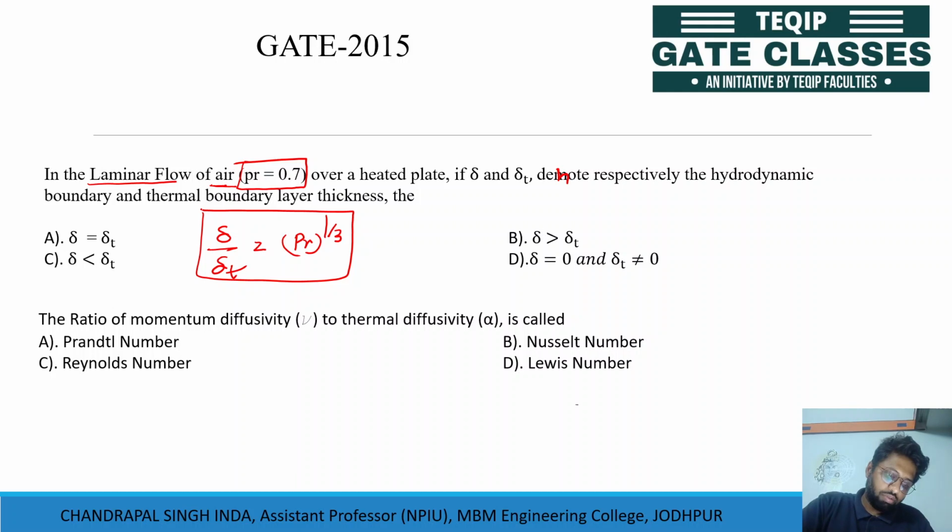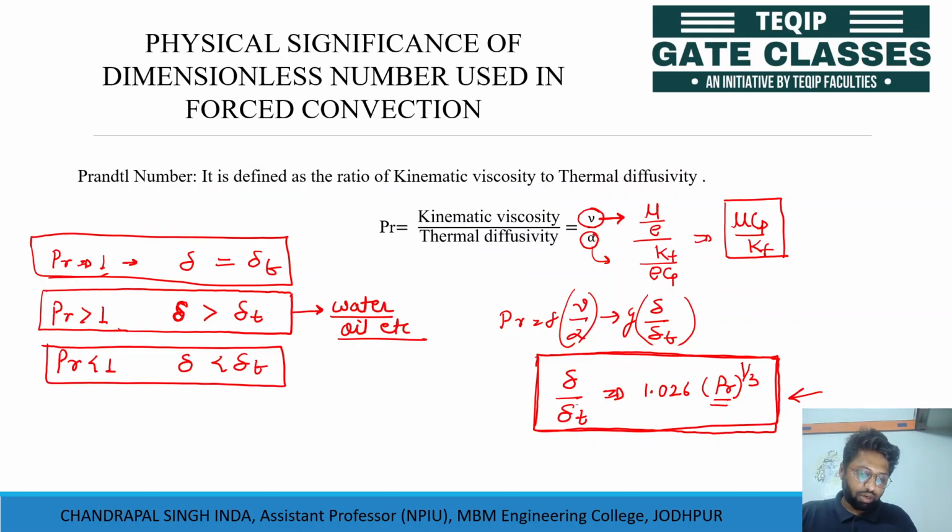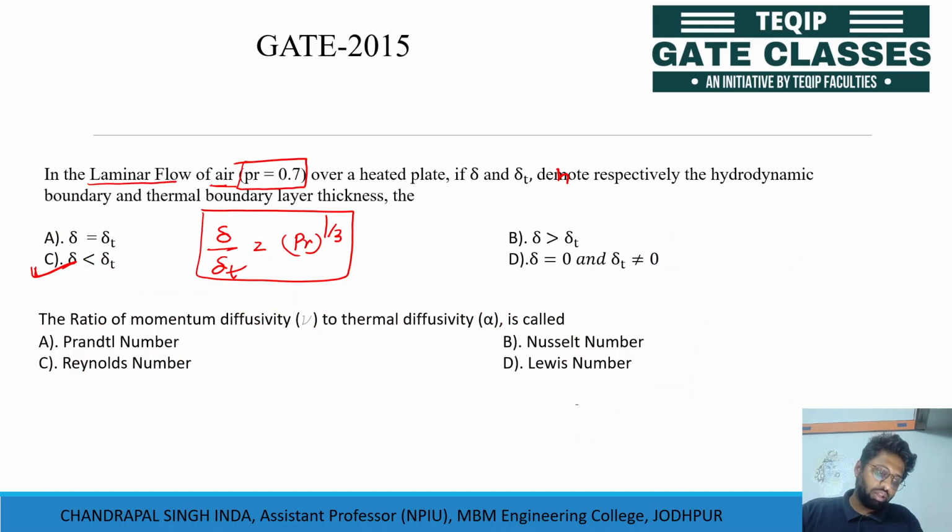From this we can have the value of delta T greater than delta. So option number C is correct. As we have also written here that if the value of Prandtl number is lesser than 1, then we will have higher thickness of the thermal boundary layer. So option number C is correct for question number 2. So next we have question number 3. These two questions were asked in GATE 2015.